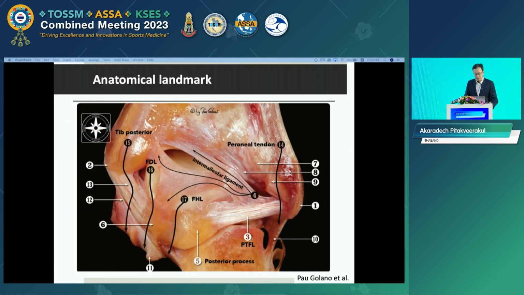When we apply the scope, we need to know the anatomical landmarks surrounding the os trigonum. The first one is the PTFL, which is attached on the lateral side of the os trigonum, or posterior lateral talar process. The second one is the FHL, which is on the medial side of the os trigonum. And the other thing to know is the medial talar process, and the intermalleolar ligament is above that.